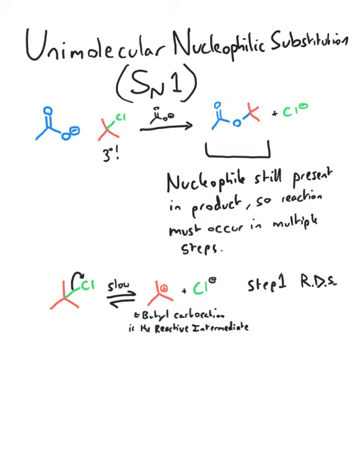The first has just the electrophile losing the leaving group. This must be the rate determining step. And once we have formed this carbocation, the nucleophile can attack it to give us our final product.